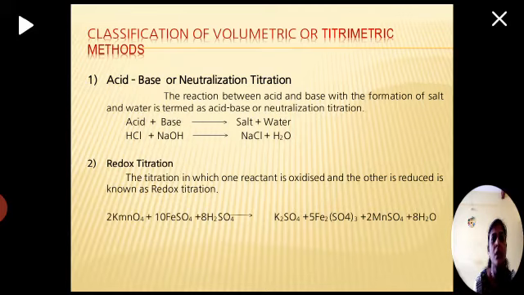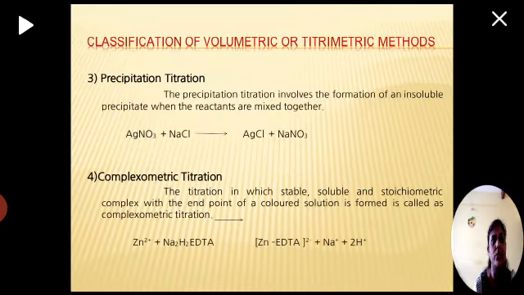Then comes the precipitation titration. The precipitation titration involves the formation of an insoluble precipitate when the reactants are mixed together. Best example is AgNO3 plus NaCl forming AgCl plus NaNO3. Here the AgCl is a precipitate.